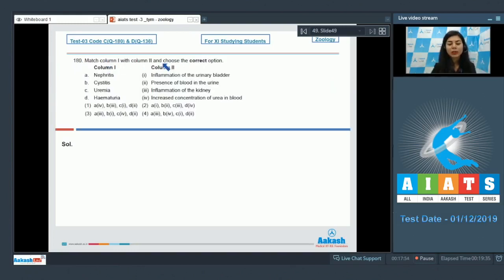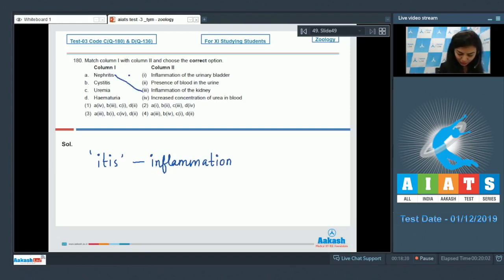Question number 180. Students, match column 1 with column 2 and choose the correct option. Column 1, column 2 are given. Nephritis, cystitis, uremia, hematuria. And we have to match with column 2. Nephritis. First of all, the suffix itis indicates inflammation. Thus, nephritis is inflammation of kidney.